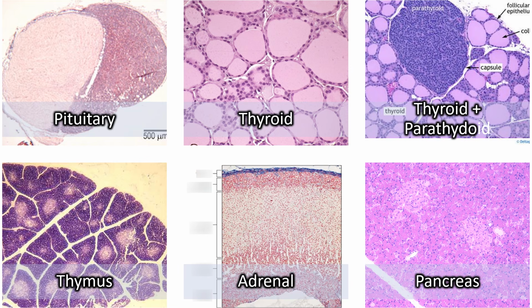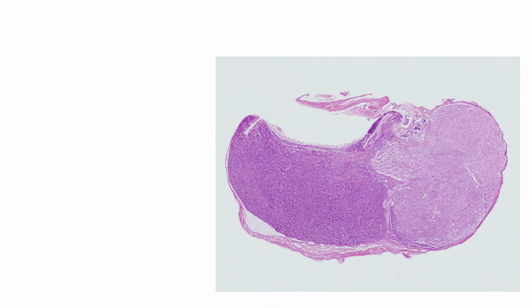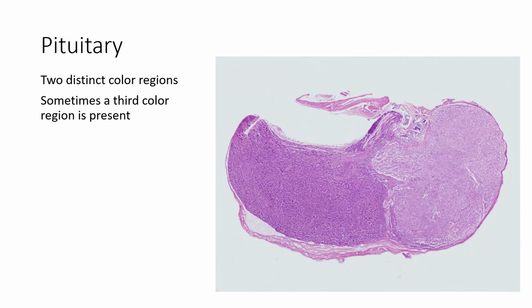All right, so the upcoming quiz is just name. If you can name the structures to yourself, great. I'm not going to name them. So I'll do 10 seconds, then the answer. So this is the pituitary. 2 distinct regions, sometimes a third color region will be present, kind of dividing the two. If you go to my school, don't worry about that third color region, just ignore it.